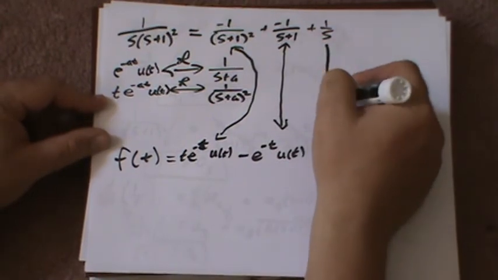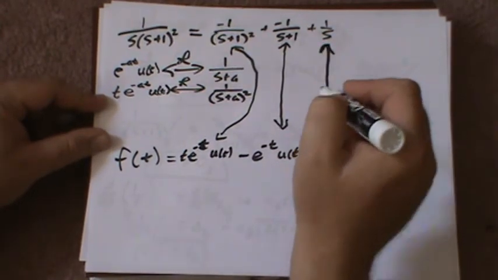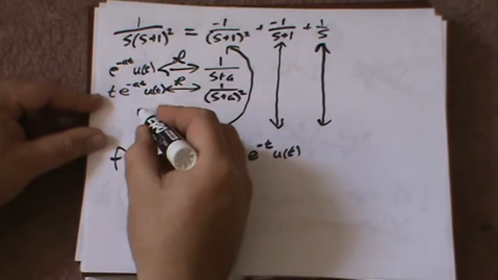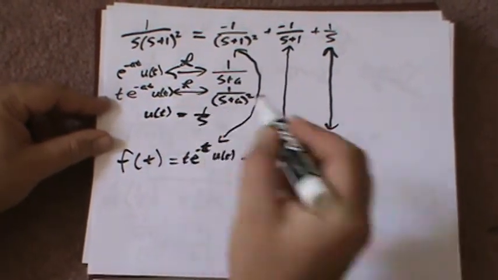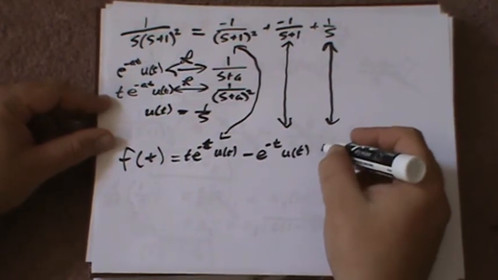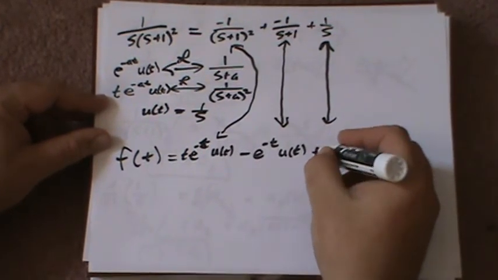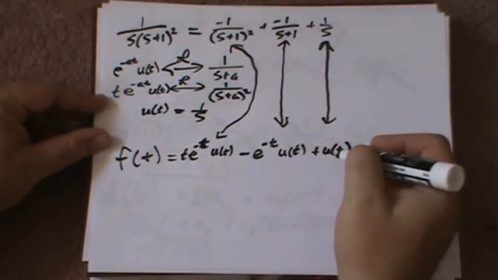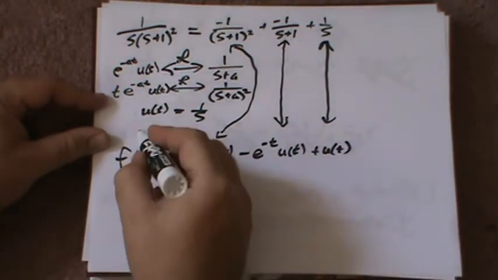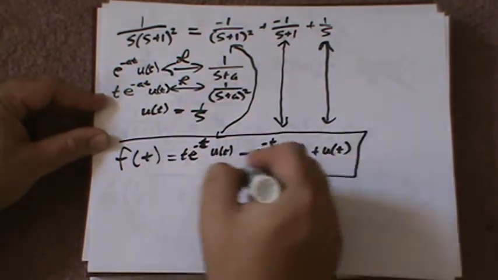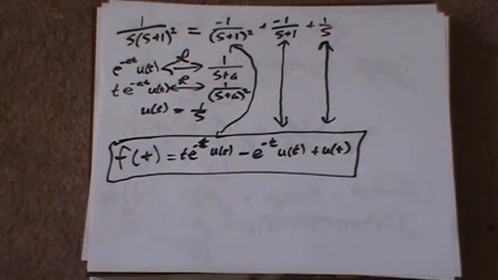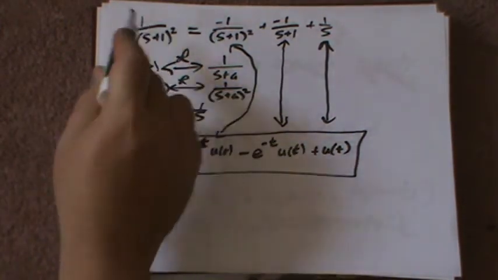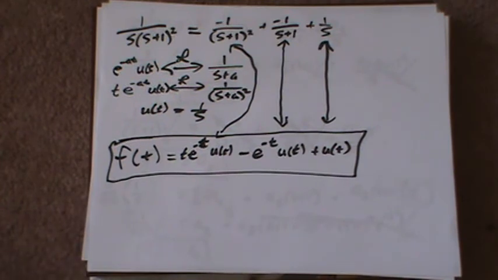The last one is readily available also in our tables. You will find that our step function u of t goes to 1 over s. So you will find that we then have here plus u of t. And so that gives us our inverse Laplace transform of the original expression up here. That's what it is equal to.